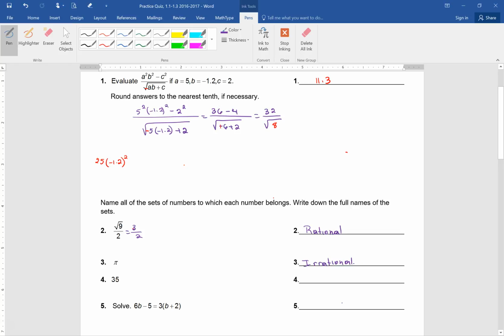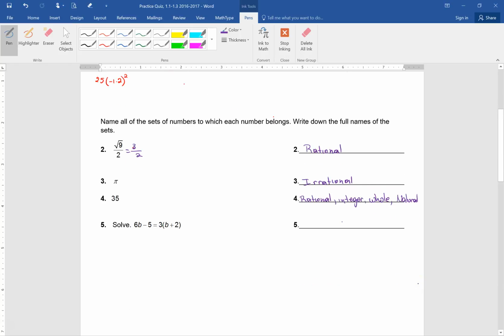How about 35? It's all of them, right? So it's rational, integer, whole, natural.